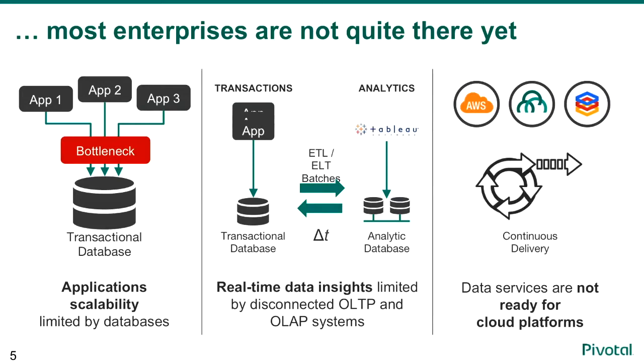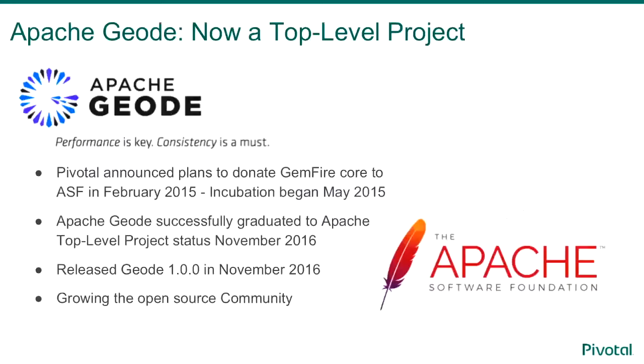But first, let's take a brief look at Apache Geode, which is an Apache open source project that has its genesis in GemFire. Apache Geode is the open source version of the GemFire core. Pivotal started the journey to Apache's top-level project by contributing the core of GemFire to the Apache Foundation. The Geode project graduated recently in November of 2016 with the 1.0.0 release that came out, and GemFire, moving forward from this point on, has been and will be powered by Apache Geode.